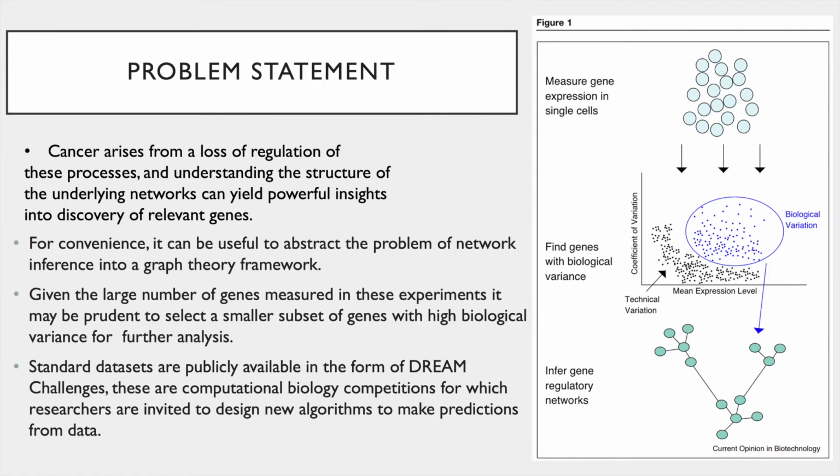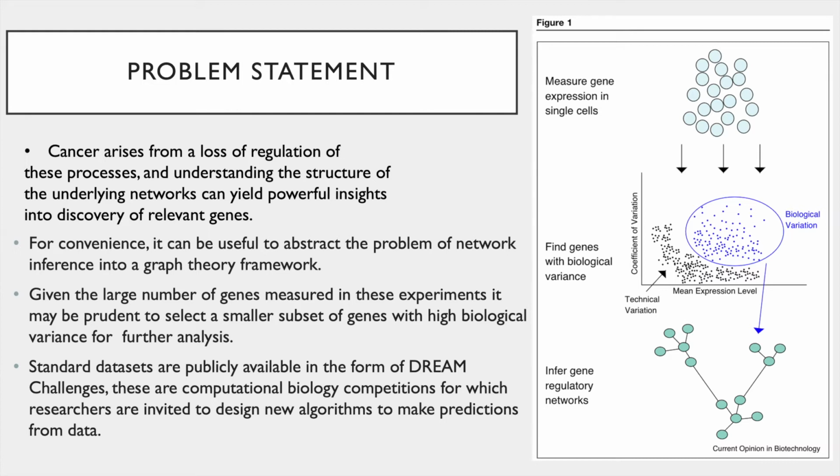Given the large number of genes measured in these experiments, it may be prudent to select a smaller subset of genes with high biological variance for further analysis. This is so the statistics go the way we want, with the measures we want.